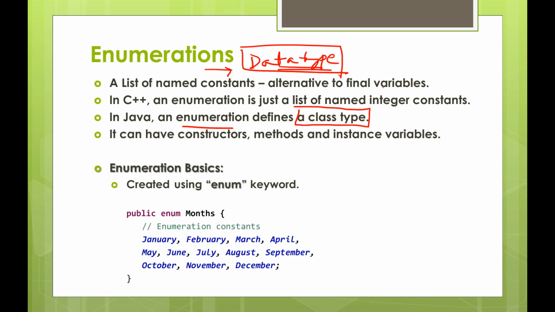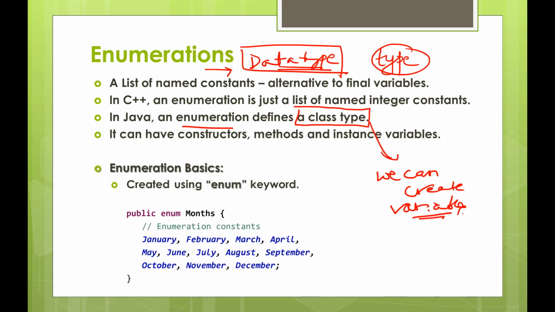What comes to your mind whenever we say data type or type? We can create variables of that particular data type, right? String, integer, or other data types. That is the advantage of creating a data type. Whenever you create a data type, you can create a variable of that data type so that you can store some values and use them for processing, which is nothing but your data, right?